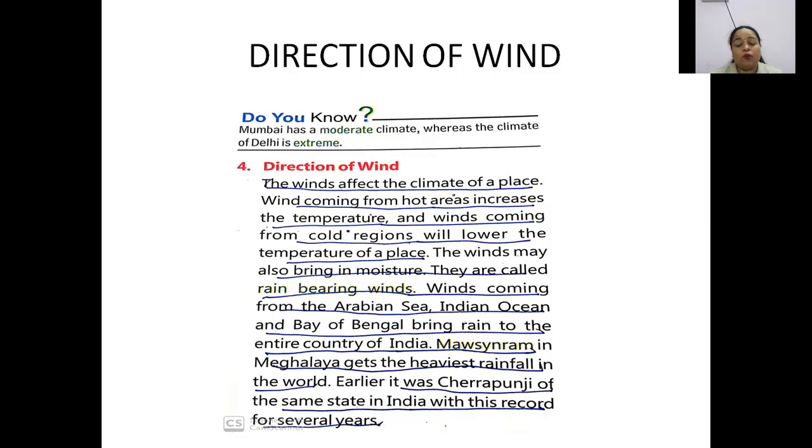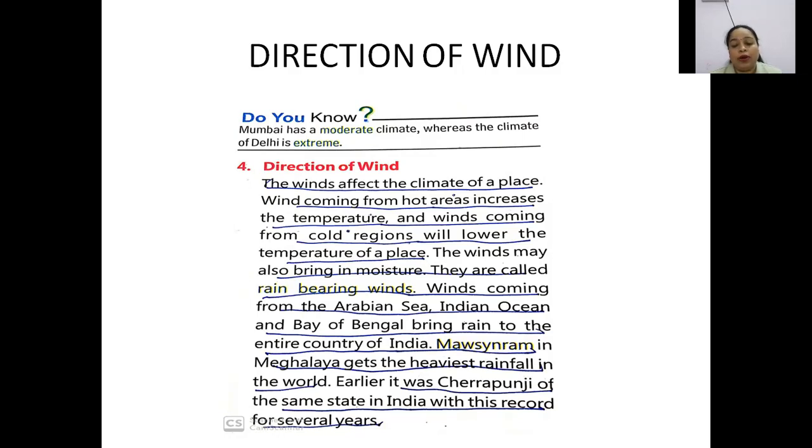Now today we'll start with the fourth point. The fourth point is the direction of the wind. The winds affect the climate of the place. You know what a wind is? The flowing air is called wind.